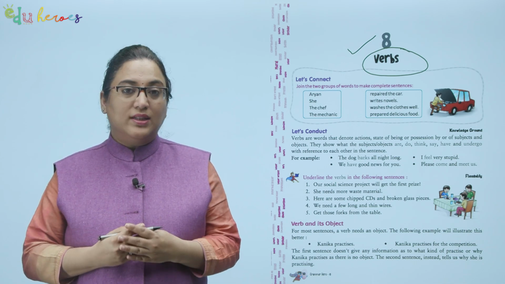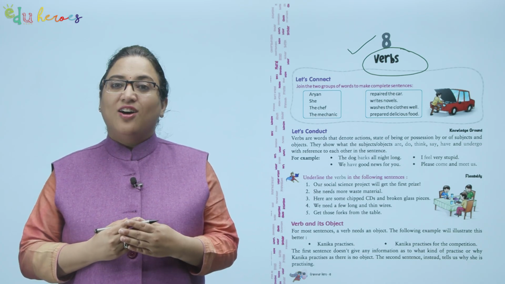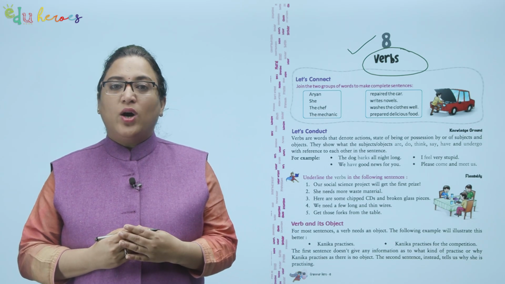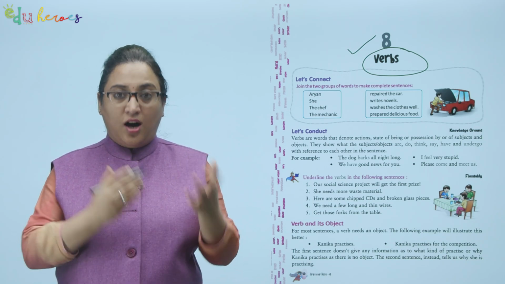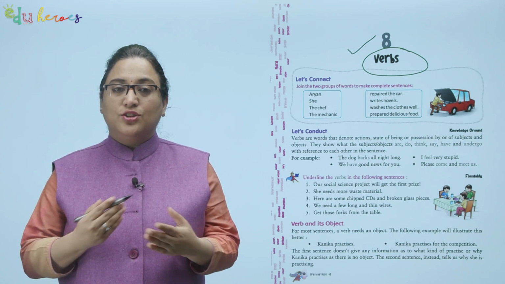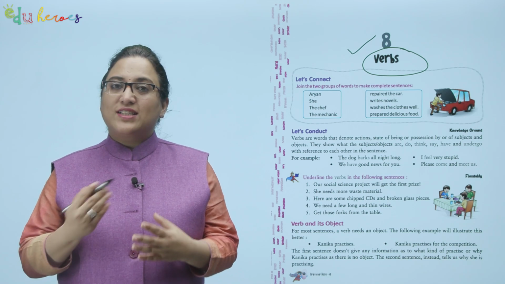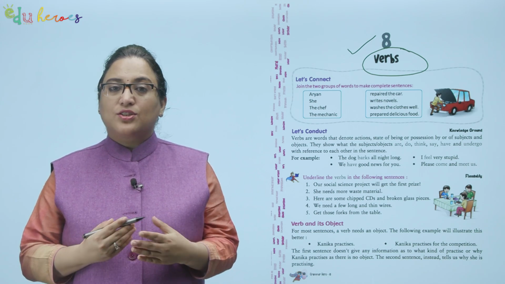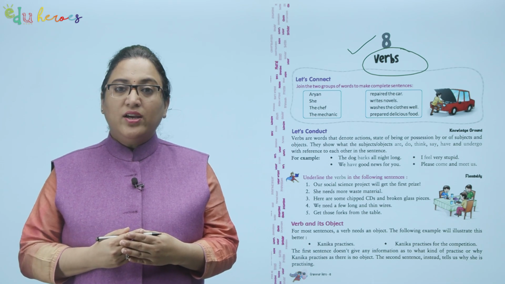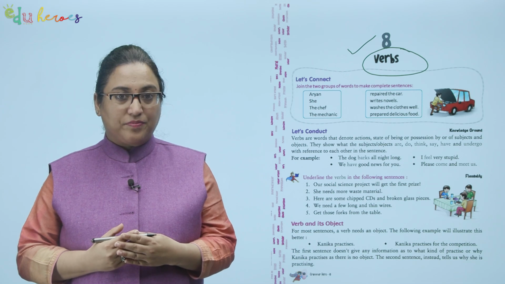Children, verbs are the words that denote actions, state of being or possession by or of subjects and objects. They show what the subjects or objects are, what they do, think, say, have and undergo with reference to each other in the sentence. For example, the dog barks all night long. I feel very stupid. We have good news for you. Please come and meet us.